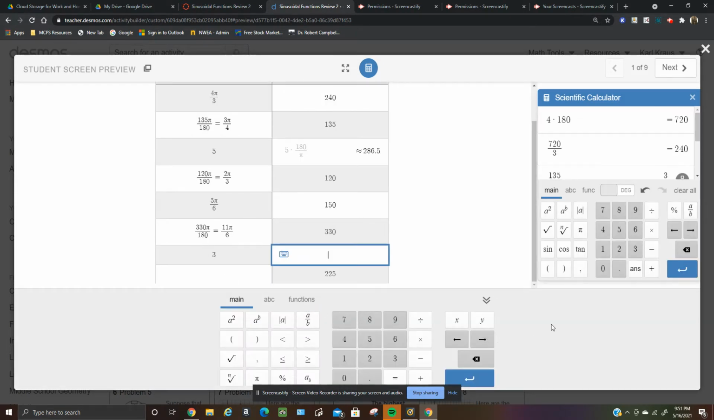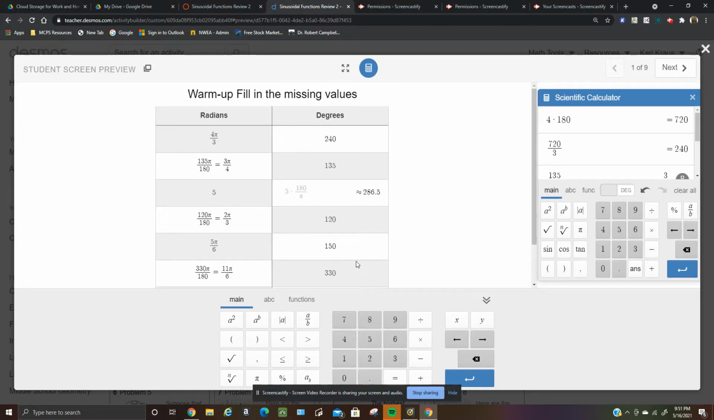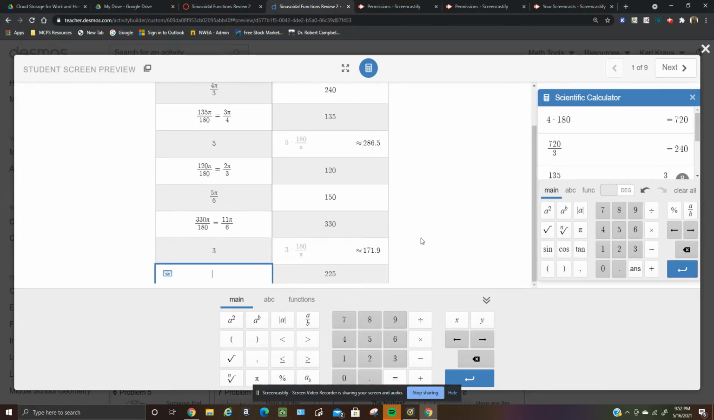And then 3 radians, 3 times 180 over pi is about 171.9 degrees.